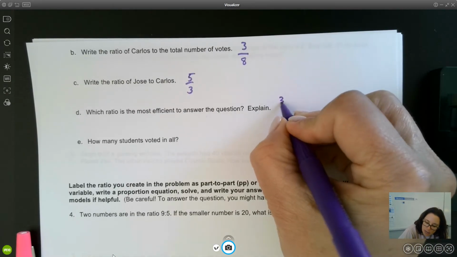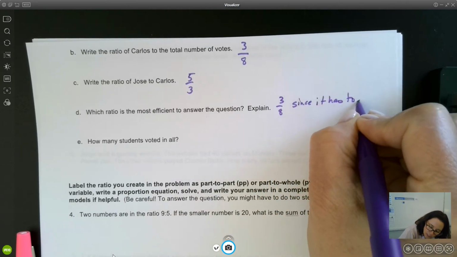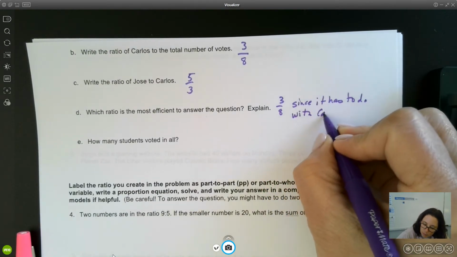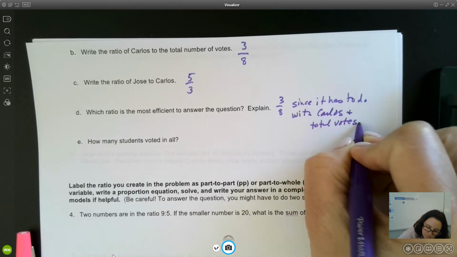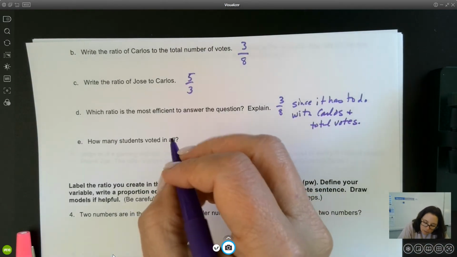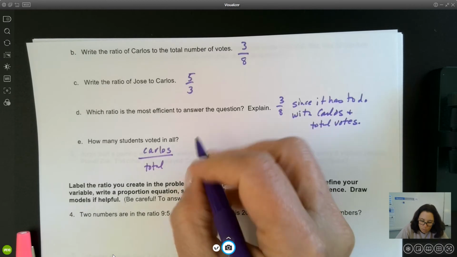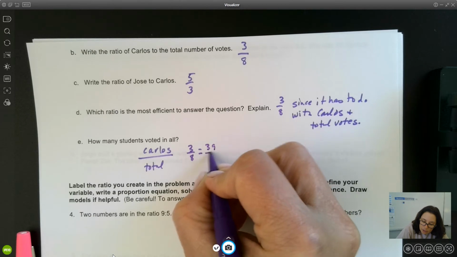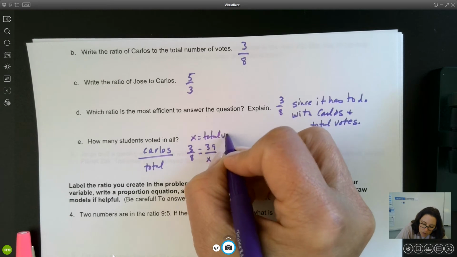We're going to use the 3/8 since it has to do with Carlos and total people, total votes. All right, so here's where we'll show our work. We've got Carlos to total. We've got a 3 over 8 equal to, it told me 39 for Carlos, and we don't know the total people, so x equal total votes.